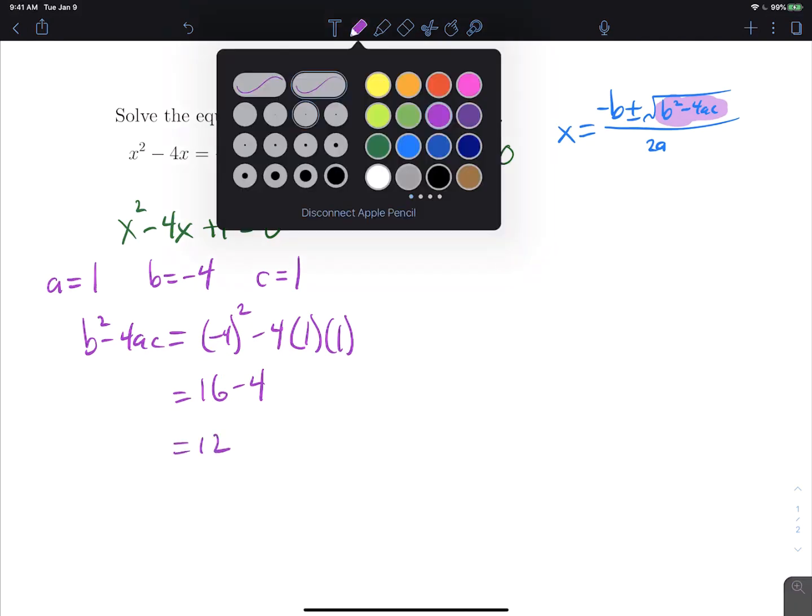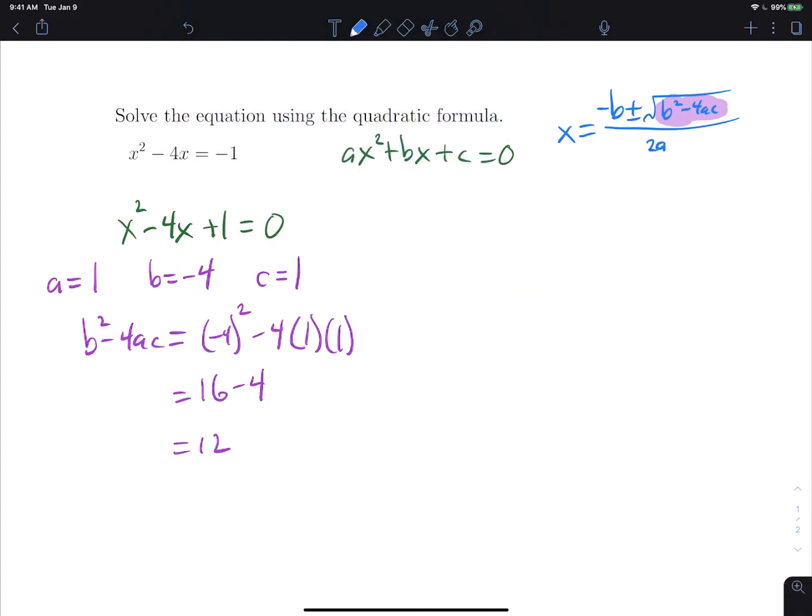Awesome. Now that we have that, we can plug this into the quadratic formula. So we get x equals, now this -b here is interesting. Specifically, it means the opposite of b, and b is -4. And then plus or minus the square root of your discriminant of 12 all over 2 times a, and a is 1, so 2 times 1.